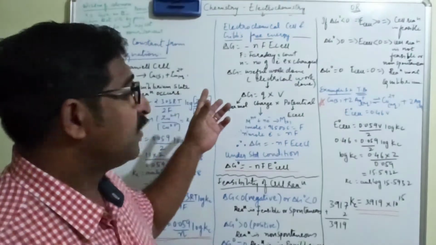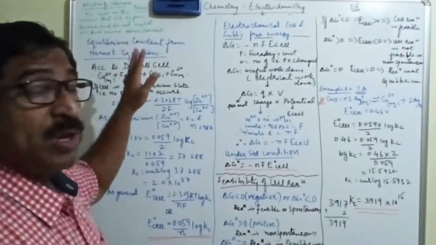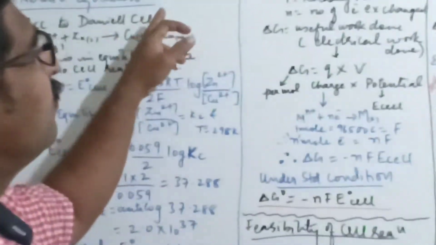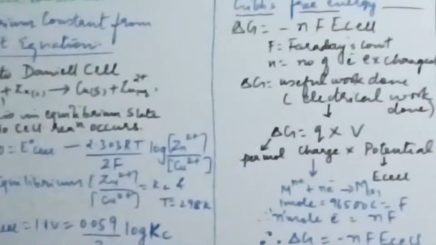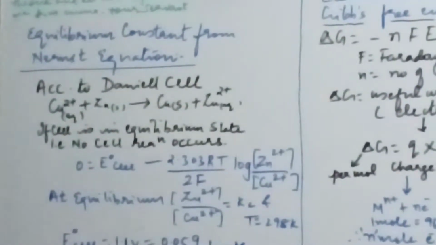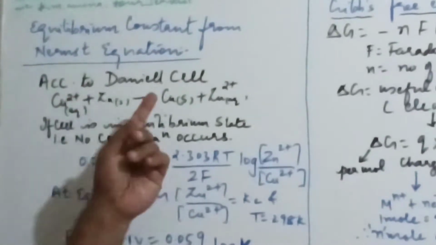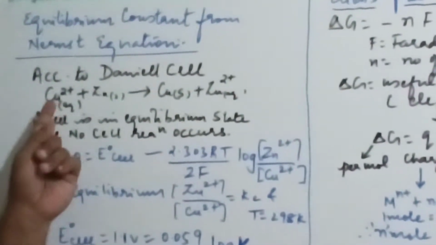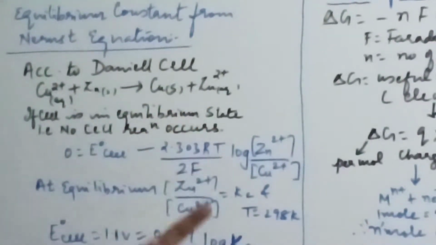Now here we are continuing with the same session. So today what we are going to study is equilibrium constant from Nernst equation, electrochemical cell and Gibbs free energy. Now equilibrium constant from Nernst equation, we studied Nernst equation last time in the lecture. Now according to Daniell cell, we had also studied the working of Daniell cell. The equation is Cu2+ aqueous plus Zn solid giving Cu solid plus Zn2+ aqueous.